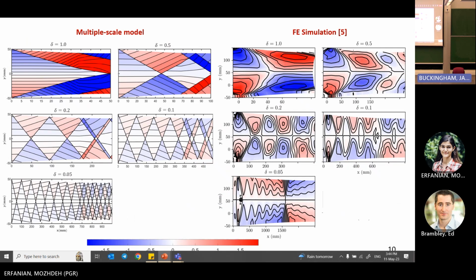So here is another set of results. Again, you are looking at the shear stress distribution with multiple scale and Finite Element simulation. And you can see that the multiple scale is able to capture most of the trends in Finite Element. For example, it predicted the location of the neutral point correctly. And also, if you count the number of waves here, you can see that it is inversely proportional to delta. Delta is actually the aspect ratio. And it is true, again, for the Finite Element.